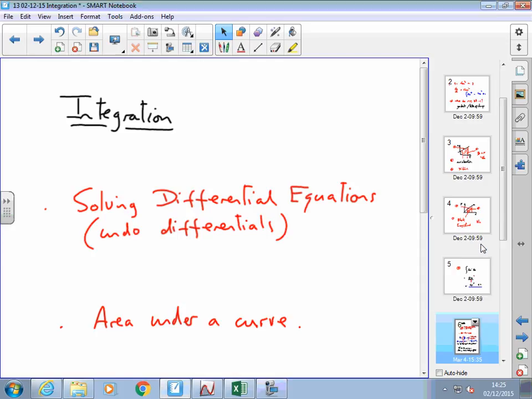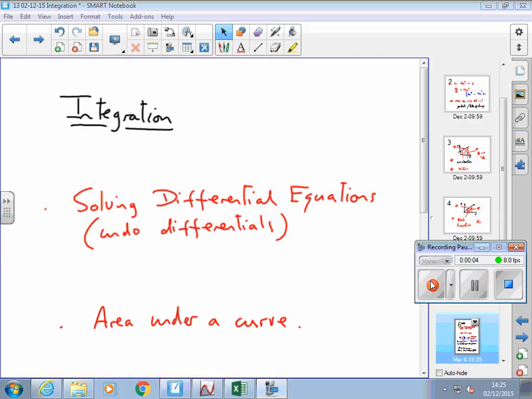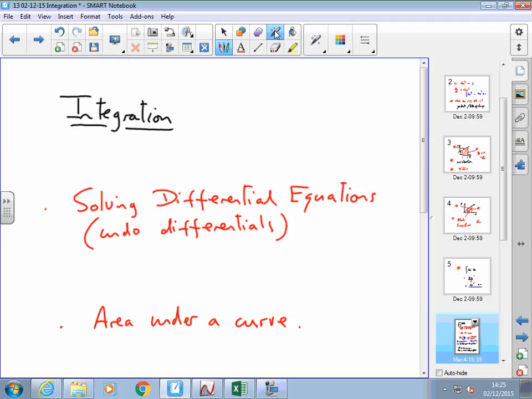So integration then. Two reasons why we integrate. One is to solve what's called a differential equation, and all that is something that's got a differential in it. In other words, it's a way of getting back from the differential to the original function, a bit like we did in those little questions we just started off with. And that's called solving a differential equation, undoing that differential.